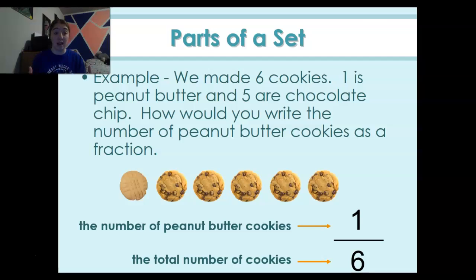So when you're writing a fraction, the denominator is the whole amount of what you're looking at. So for this example, it's cookies. And we made 6 cookies, so the whole amount of cookies we made would go on the denominator, which would be 6. And the number of peanut butter cookies we made would just be 1. So we have 1/6 of peanut butter cookies.